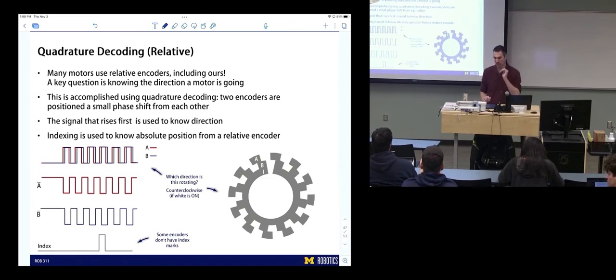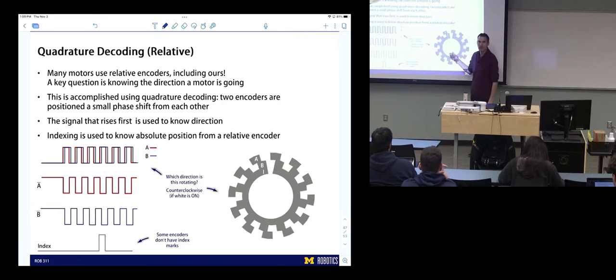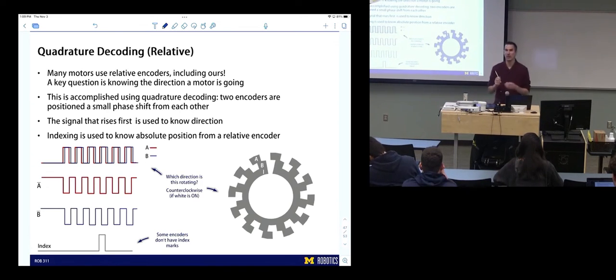That disk makes it an optical encoder, but quadrature decoding is really about, once you have pulses, how do you understand the direction of those pulses? Those pulses can come from an optical encoder like this. They could also come from a Hall effect sensor, or from a magnetic encoder if it were set up that way. The quadrature part is set up to work with any type.